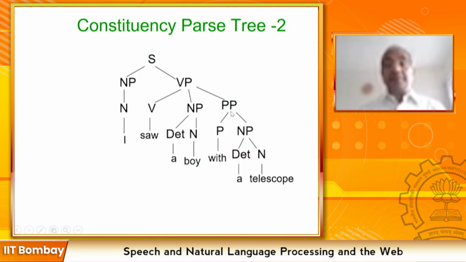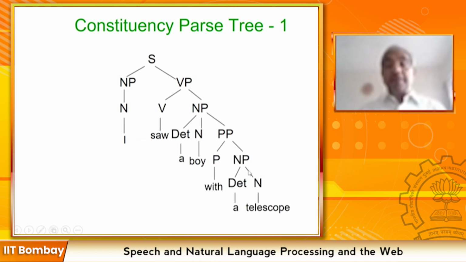Here, the prepositional phrase "with a telescope" is at the same level as the verb. So "saw" gets attached to "with a telescope". In the other parse, "with a telescope" is deeper and it is at the same level as "boy". So it gets attached to "boy".